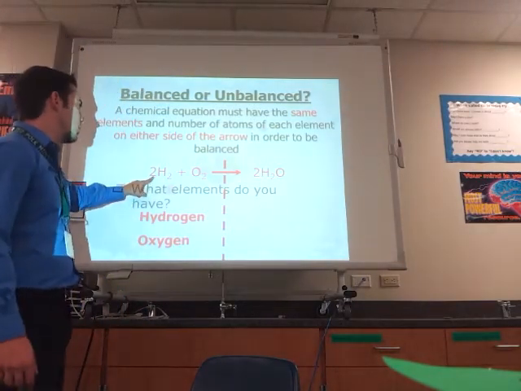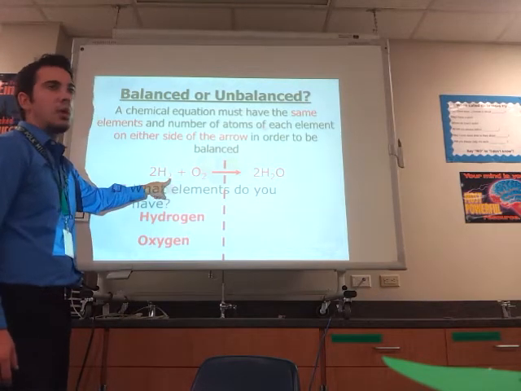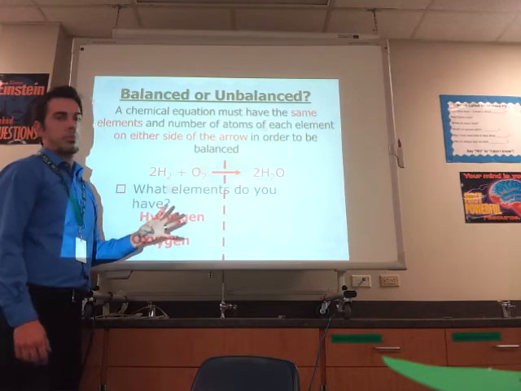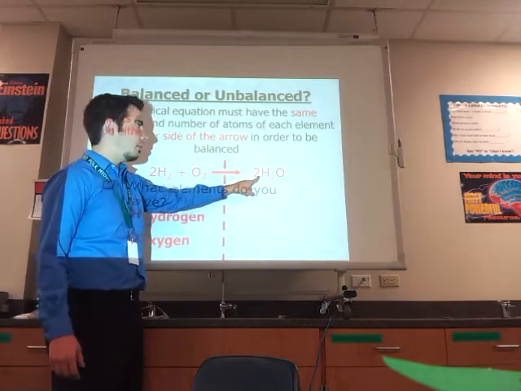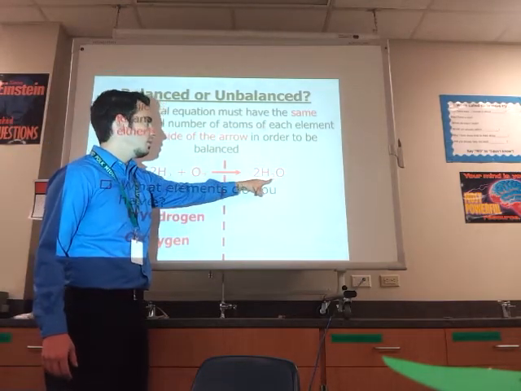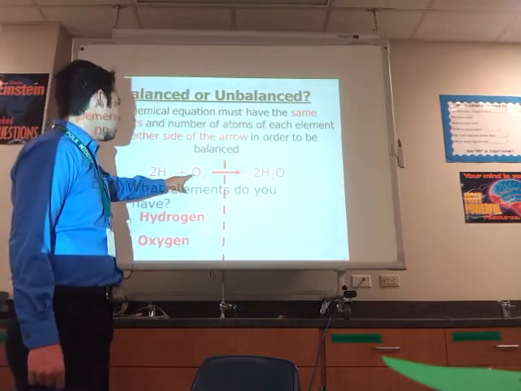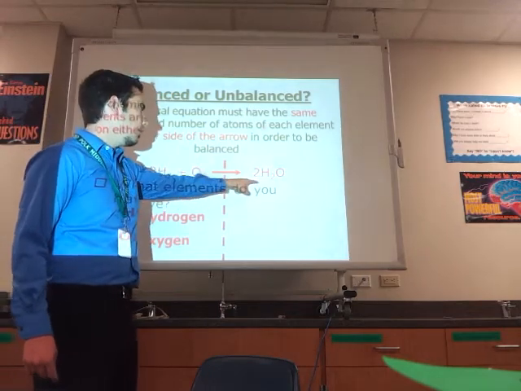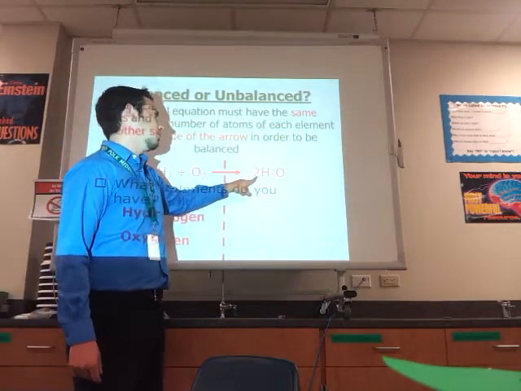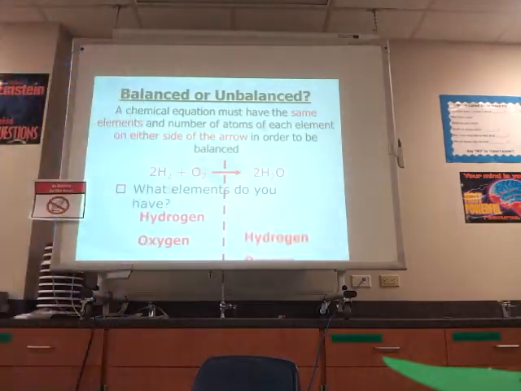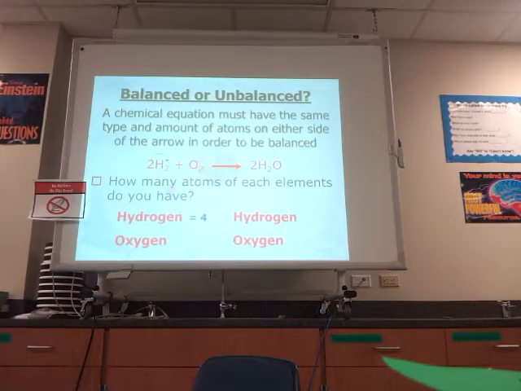For hydrogen, we have 2 molecules that each have 2 atoms of hydrogen, so 2 times 2 is 4. Over here on the product side, we've got 2 atoms times 2 molecules, so 2 times 2 is 4. With oxygen, we've got 2 here, and we've got 1 here, but we've got 2 molecules, so that's 2. So 2, 2 for oxygen. And that shows you very briefly how to do that.